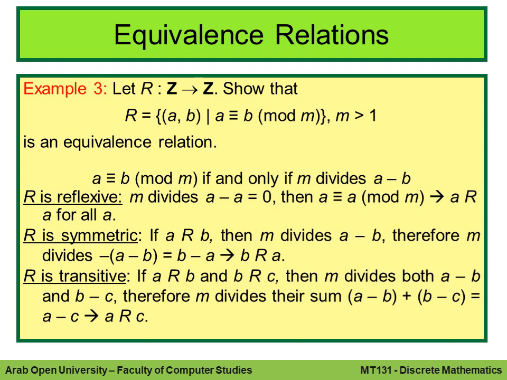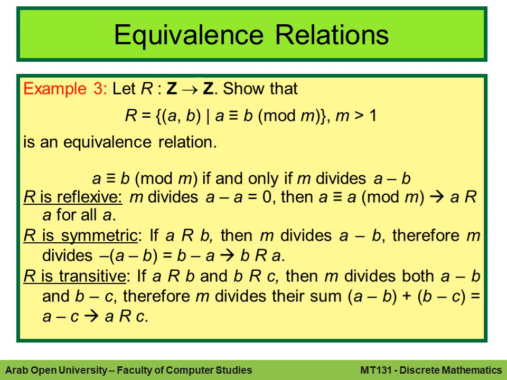For reflexive here, m divides a minus a, or a minus a is divisible by m, but then a is congruent to a for all a. Every number is congruent to itself mod m. Symmetry is easy. If a is related to b, then a minus b is divisible by m. If you multiply that by minus 1, you still get a number that's divisible by m. But then b minus a is divisible by m, or b is related to a.